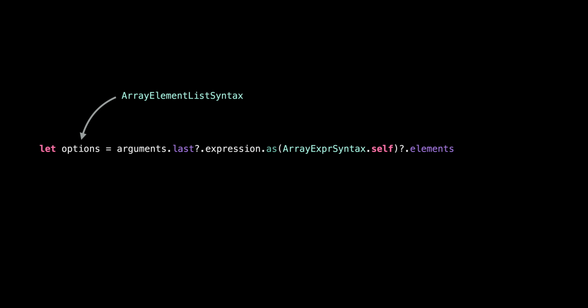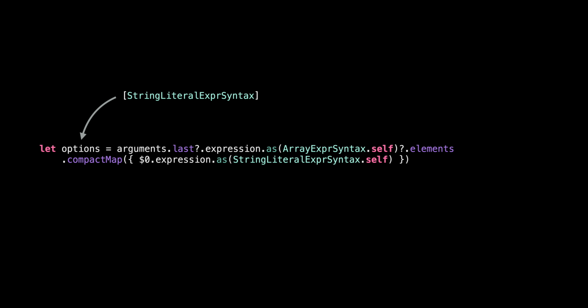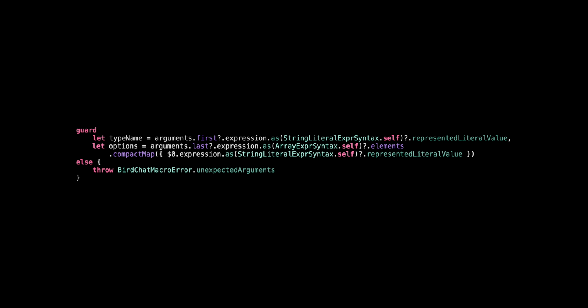I access elements and get a new kind of syntax. This array element list syntax exposes a couple familiar looking methods for transforming elements in a collection. I'm interested in compact map. Each element inside the closure is yet another syntax object. Once again, I only need its expression. I know that inside the array I should have strings, so I cast each element to the string literal expression syntax type. This type provides a quick way to access the entire string, no matter how it was constructed, via the represent literal value property. And finally, after quite a few transformations, options is just a normal array of strings.